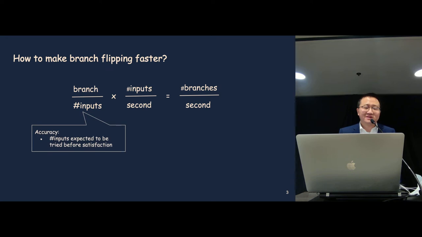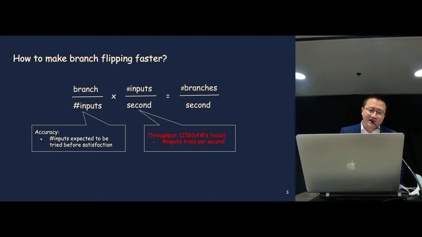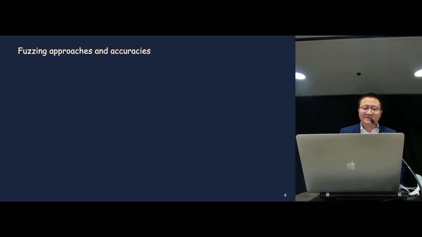There are two factors that determine the branch flipping rate. The first factor is accuracy. It means how many inputs we are expected to try before finding a satisfiable one. And the second factor is the throughput. It means how many inputs we can try per second. And the focus of Jigsaw is the throughput. So next, let me review the currently existing fuzzing or testing approaches and their accuracies.